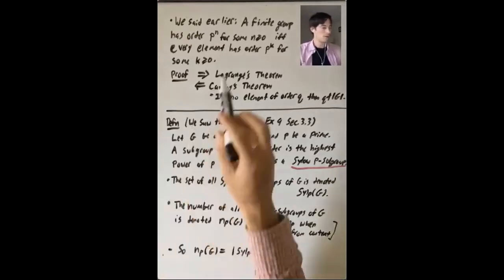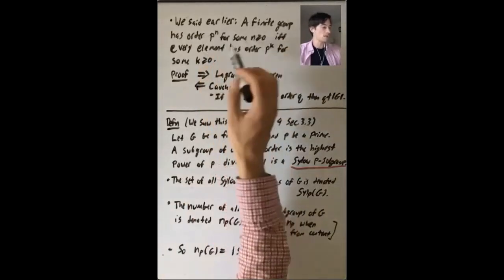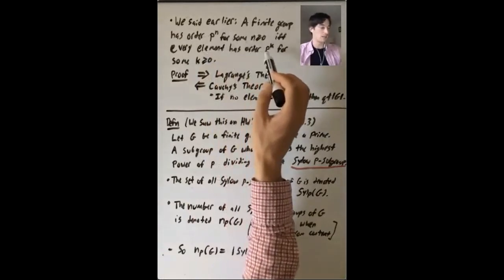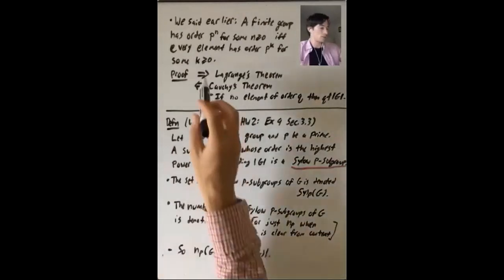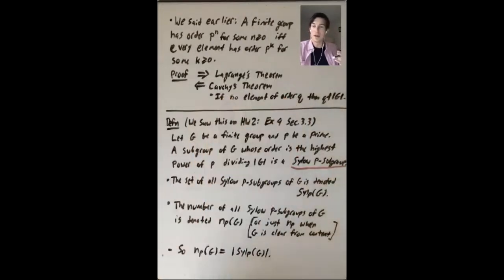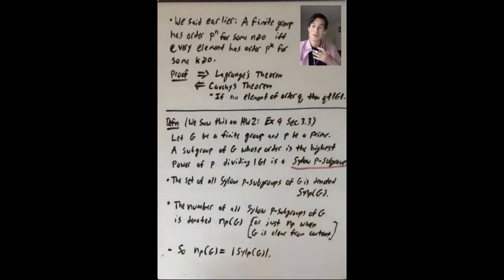So what am I claiming? A finite group has order P to the n for some n if and only if every element has order P to the k for some k. OK, so Lagrange's theorem proves one direction right away. If you have a group of order P to the n, then because the order of every element divides the order of the group, every element has order P to the k for some k. The other direction you can prove with Cauchy's theorem.